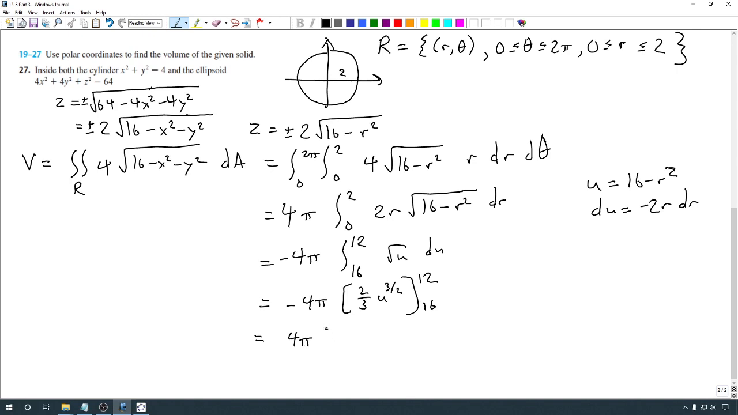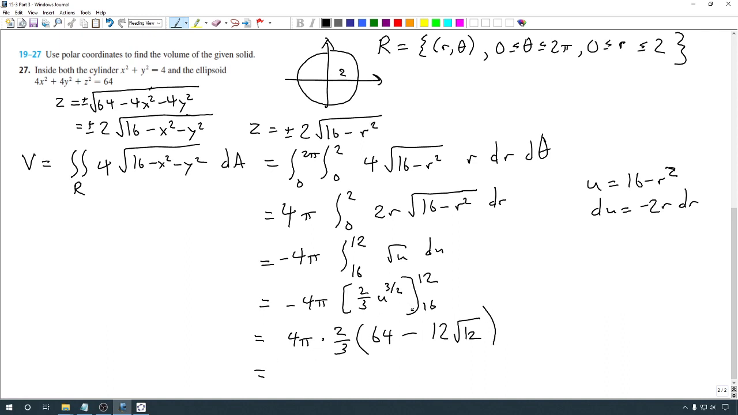So we get 4 pi times 2 thirds times 16 to the 3 halves power. Well, think of 16 square rooted is going to be 4, but then cubed is going to be 64. Then minus 12 to the 3 halves. Again, I'm going to write that as 12 square root 12.